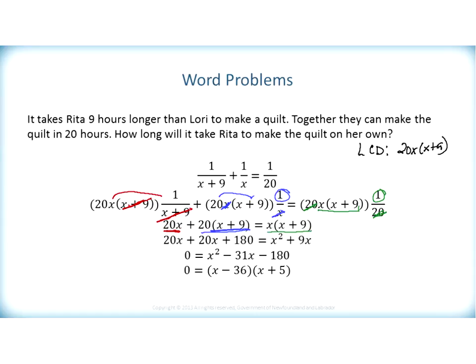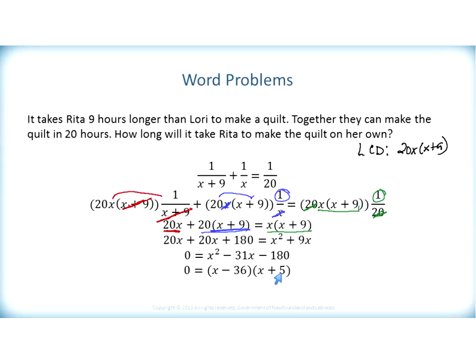So if you use the distributive property here now, we have 20x, and use the distributive property right here with 20 times x is 20x, and 20 times 9 is 180. X times x is x squared, and x multiplied by 9 is 9x. We collect all the terms on one side of the equation and make one side equal to 0. And we have a factorable trinomial that is a quadratic. And we factor it to be x subtract 36, x plus 5.